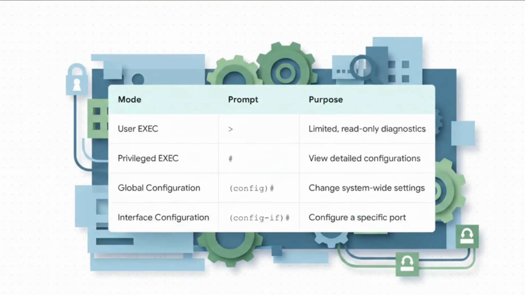Now, check this out, because this is where it gets really practical. You can tell your clearance level just by looking at the little symbol in the command prompt. See that greater than sign? That means you're in user exec mode. You're basically a visitor. But when you see the pound sign or hash, now you're in privileged exec mode. You can see everything. The real power, though, starts at global configuration with that config hash prompt. That's where you can actually start changing things.